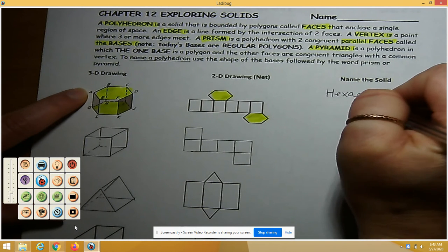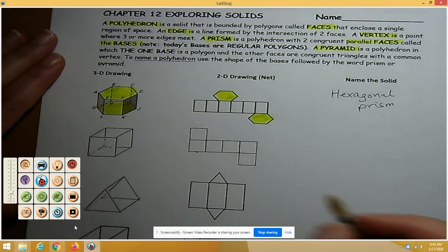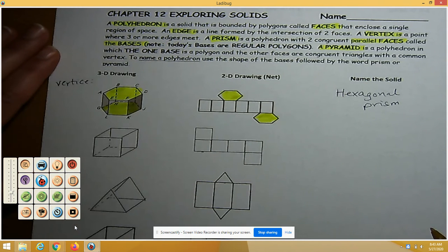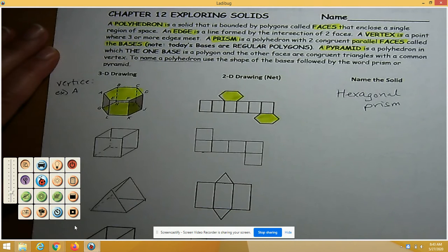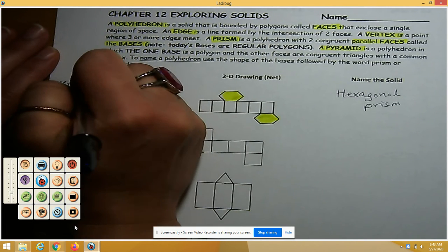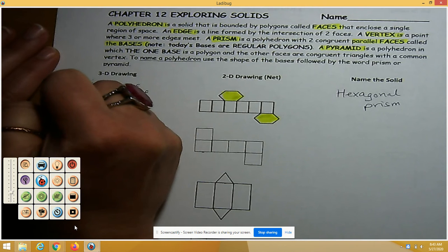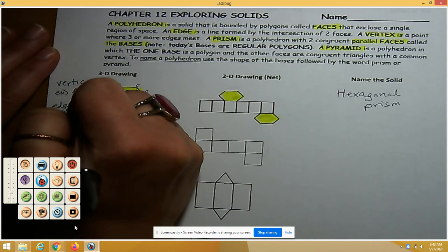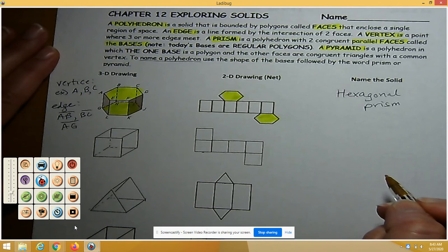prism. Because this one's got letters, I'm not going to name all of them, but when you name, a vertex is the easiest. A vertex is a point. So an example of a vertex here would just be A. It's just a point. A, B, C. So I named a few. An edge is a line segment where they meet. So AB, BC, I could do AG if I wanted. Those are line segments where they meet.